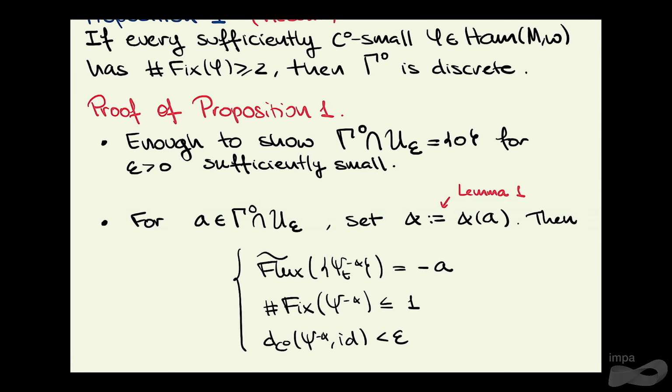So I'm just calling alpha that one form. So the flux, what Pierre Alexandre asked, the flux of the induced path corresponding to minus alpha here, this is just going to be minus A. The time one map is going to have at most one fixed point, and it's going to be C0 close to the identity.